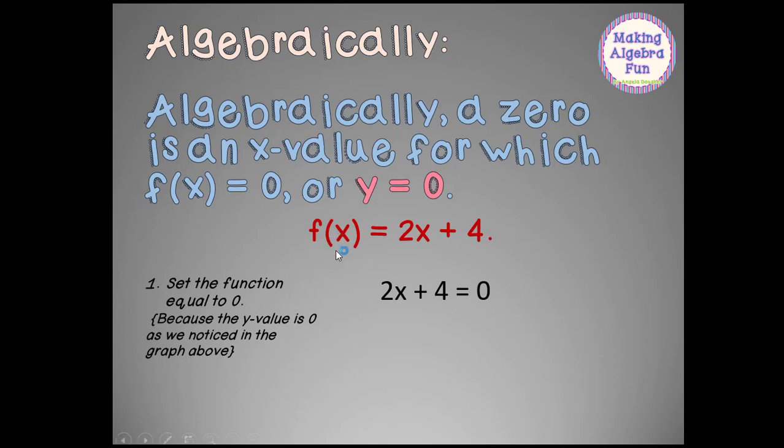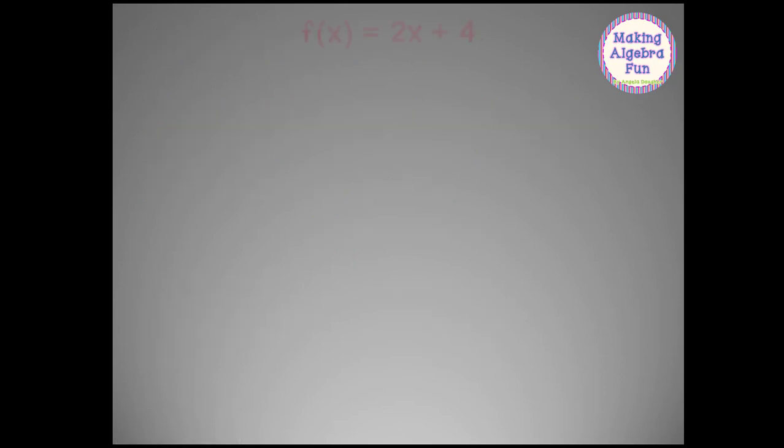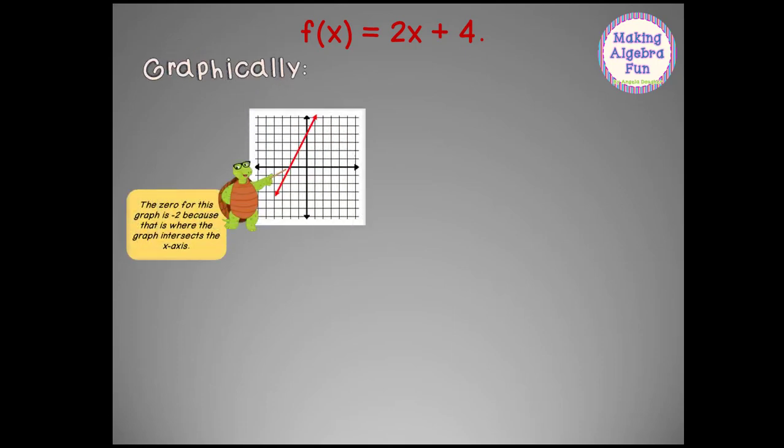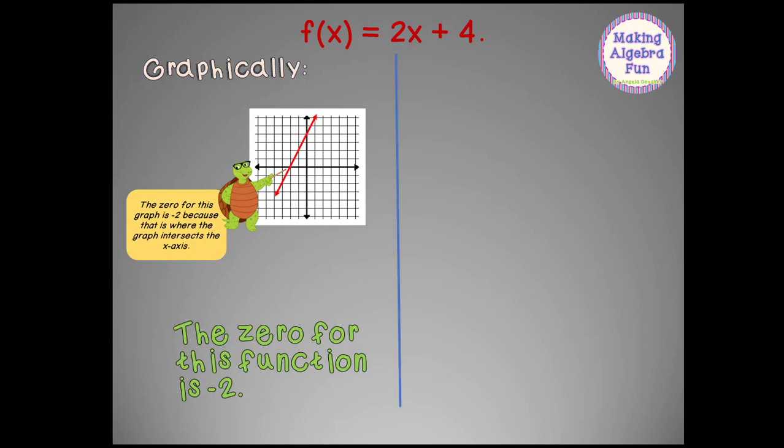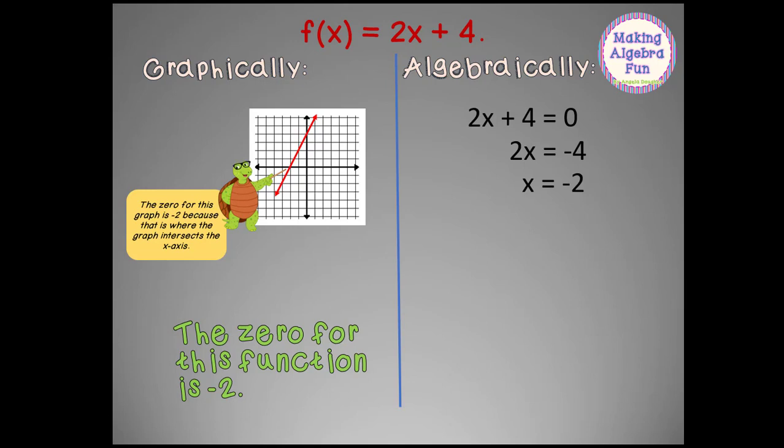So you can see f of x became 0, and the 2x plus 4 is still 2x plus 4. And then we just solve it. Subtract 4 from both sides, divide by 2, x equals -2. So I'm going to put these side by side now. Graphically, you can see we got -2, and we took the same function and we did it algebraically, and we also got -2. So just two different ways to look at it.